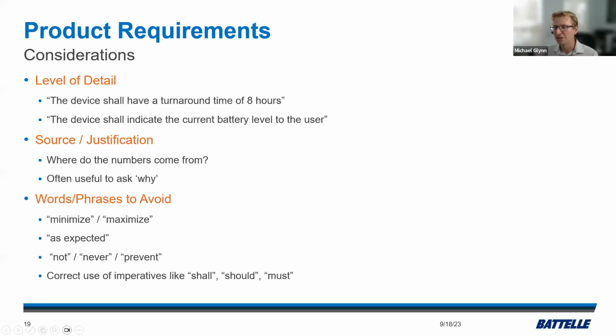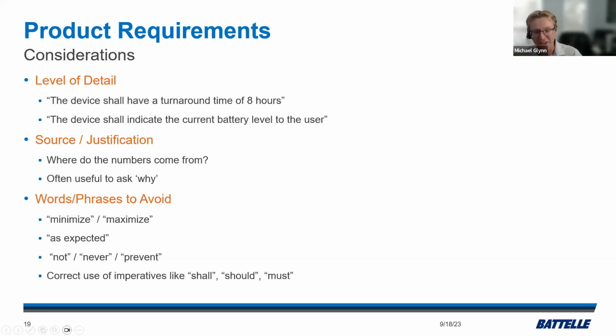And then there are a few words and phrases that I like to avoid for various reasons. Things like minimize and maximize: it sounds good, but how do you prove that you've done that? That's trickier. Minimize. Oh, how small is that? 0.1 minimized? 0.01? I don't know. As expected: well, you might expect it one way, I might expect it another. How do we know that's the same thing? What are we going to test when we say that it needs to perform as expected? I'm not sure. And by the way, these are all examples that I've seen in requirements, and they're not made up.